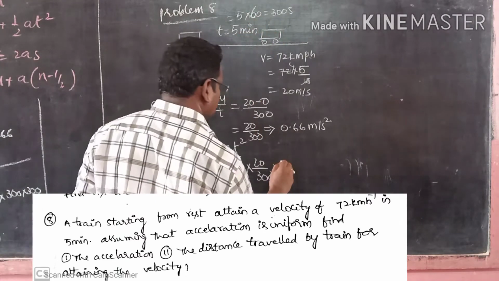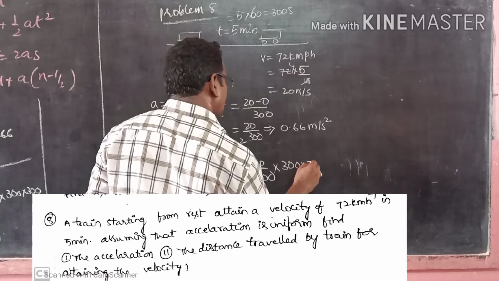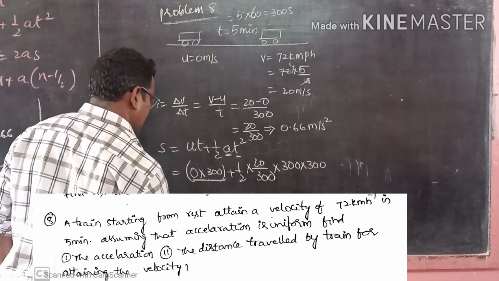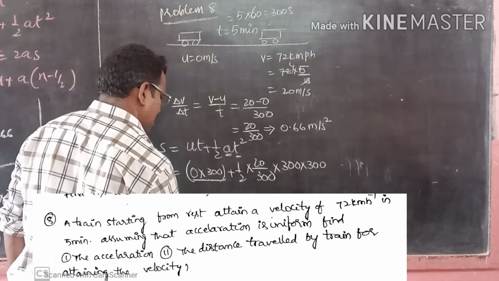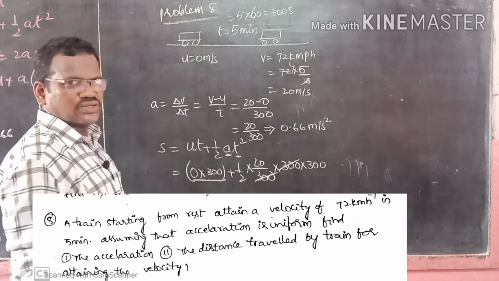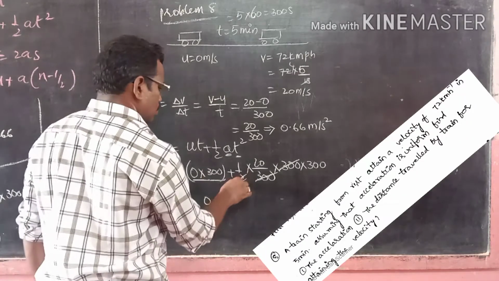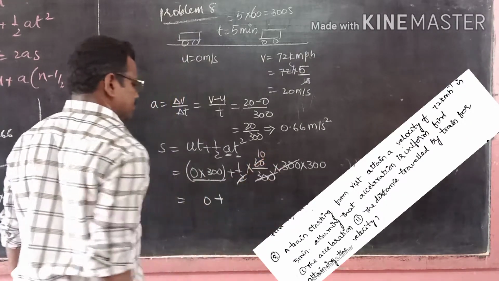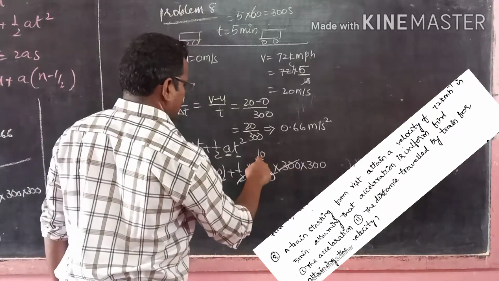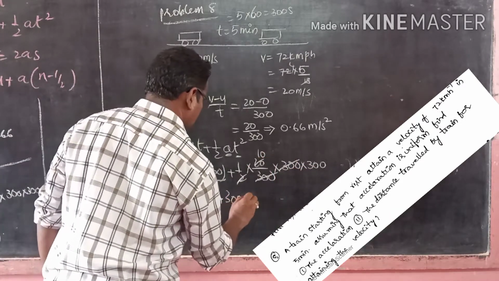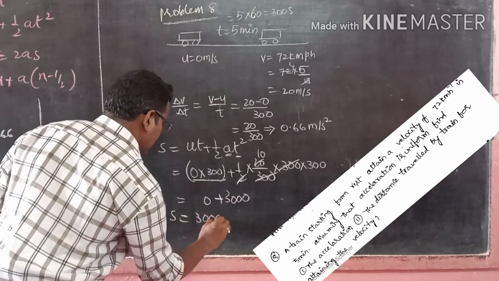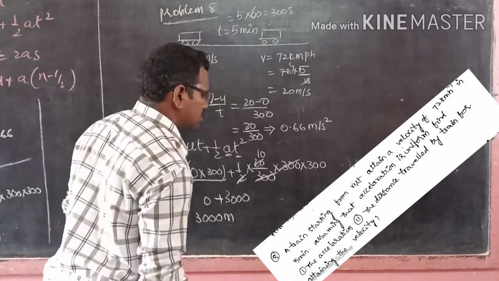Here how much is the value of t? 300 square, meaning one more 300. 0 into 300 becomes 0, plus here one 300 will get cancelled. 2 ones, 2 tens. Now what is the answer? Here 300 into 10 becomes 3000. So the displacement is equal to 3000 meters.